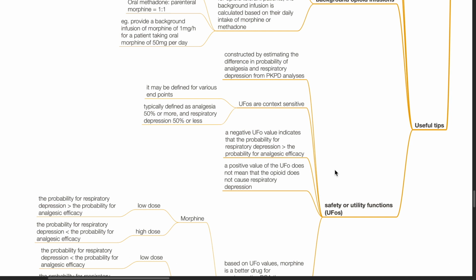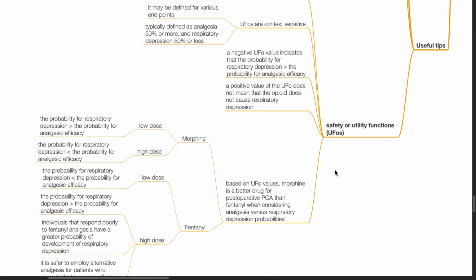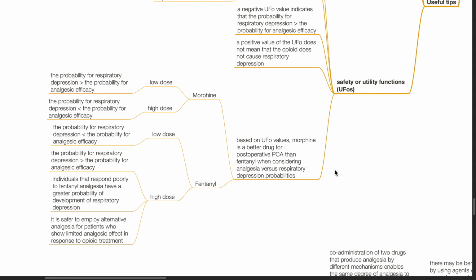A negative UFO value indicates that the probability for respiratory depression exceeds the probability for analgesic efficacy. A positive value for UFO does not mean that the opioid does not cause respiratory depression. Based on UFO values, morphine is a better drug for post-operative PCAs than fentanyl when considering analgesia versus respiratory depression probabilities.